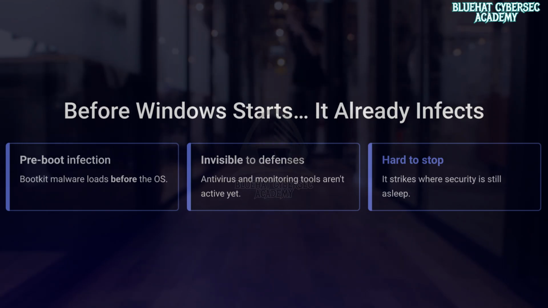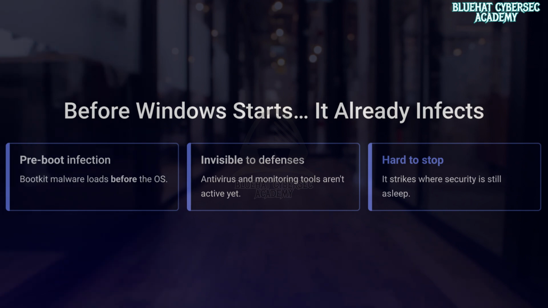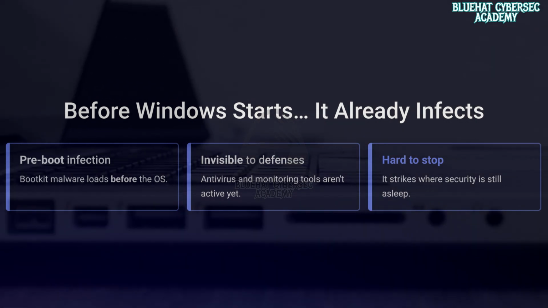And now, tell me this. Have you ever thought about what actually controls your system before Windows or Linux even appears on screen?